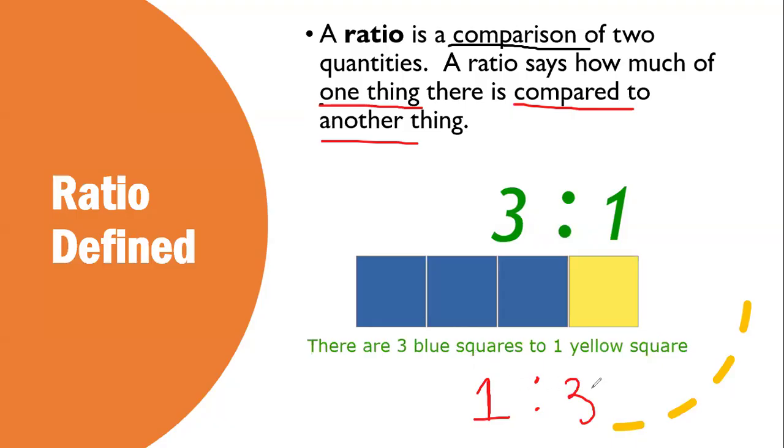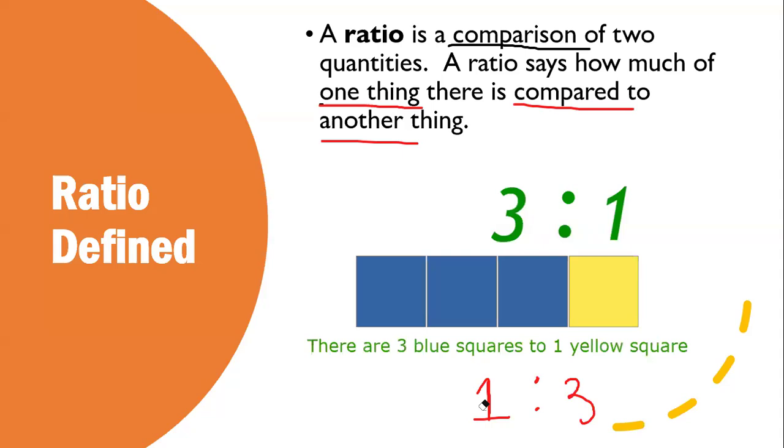What does that mean? The ratio 1 to 3. Can you repeat the question? If I have the ratio 1 to 3, so here we have 3 to 1. But if I have the ratio 1 to 3, what does that mean? What does that tell me? There is 1 yellow square compared to 3 blue squares.